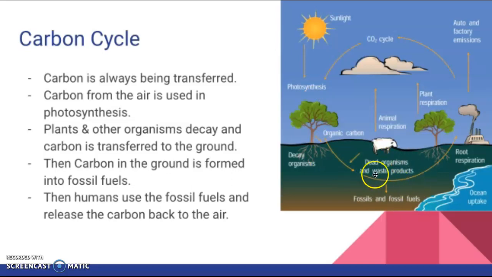That dead organism, those wastes, that carbon, will either transfer to fossil fuels or it'll be eaten by an animal. Humans use the fossil fuels and release the carbon back into the air, and it starts the cycle again. So you have CO2 in the air, to photosynthesis, to the plants being broken down, giving off waste. We use it for energy, we release it back into the air, and it's just a complete cycle.